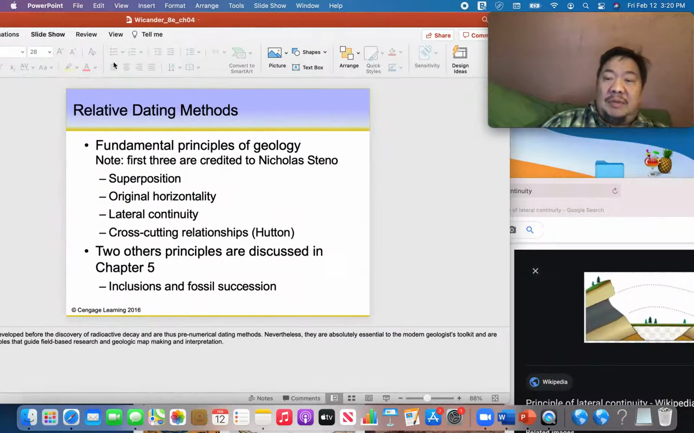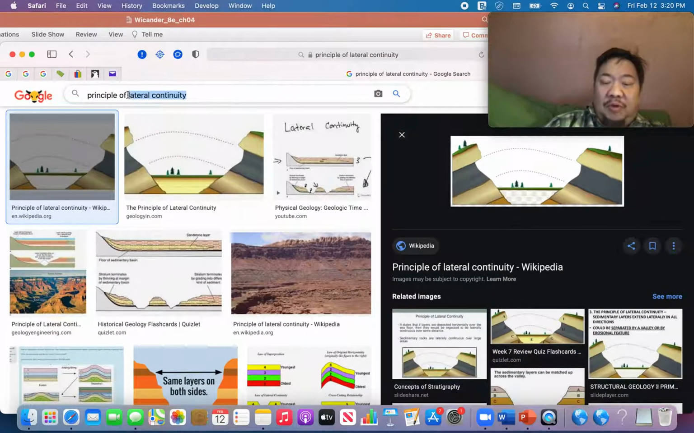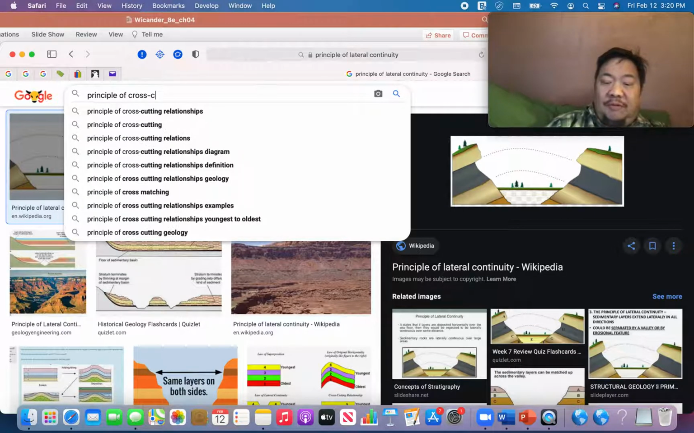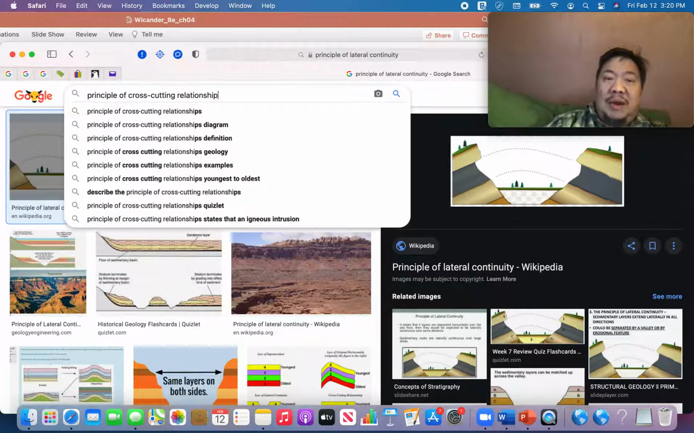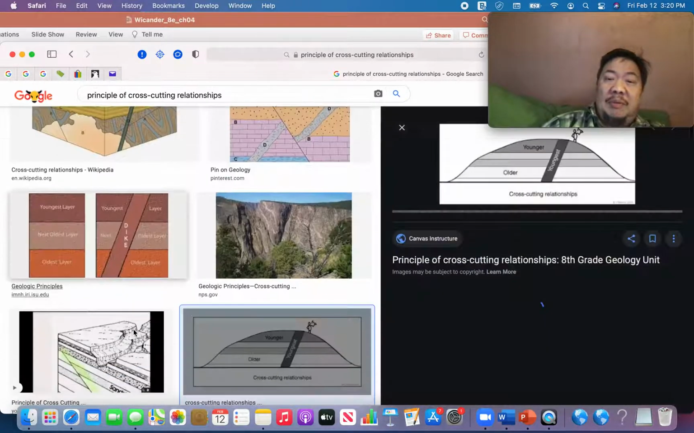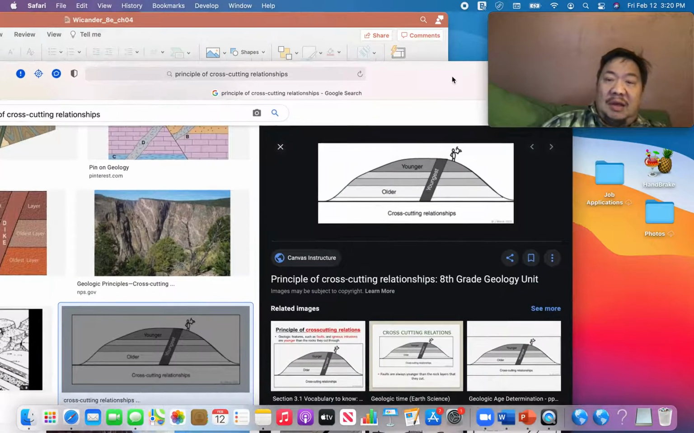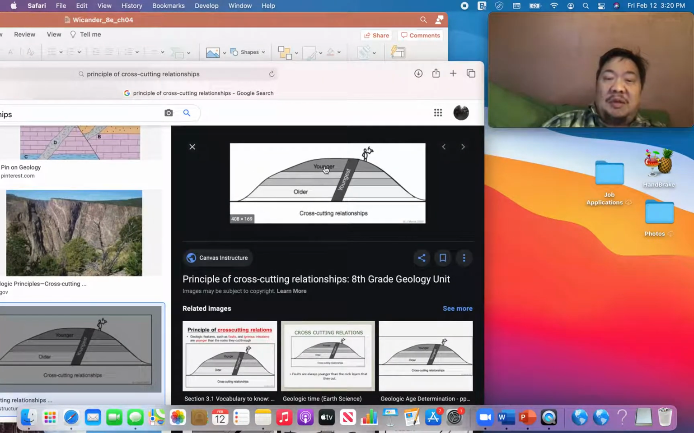We're going to do some actual problems that will help you do your lab. But before we do, I'm going to talk about the very important principle of cross-cutting relationships, which was first introduced to the world by James Hutton. James Hutton not only figured out the principle of uniformitarianism, he also came up with the principle of cross-cutting relationships. Here you can see a hill, with the oldest rocks on the bottom and the youngest on the top. What is this thing here? This is an igneous dike. Igneous rocks and metamorphic rocks can cut through sedimentary rocks, such as this igneous dike cutting through this stack of sedimentary rocks.